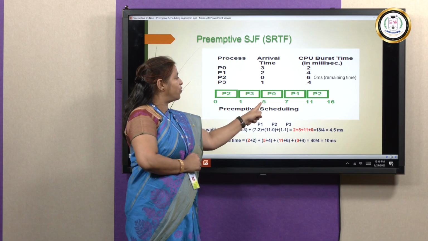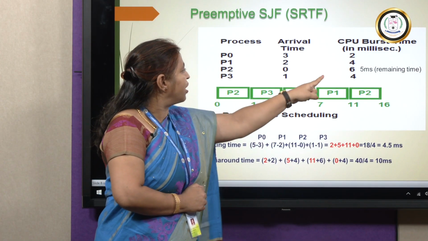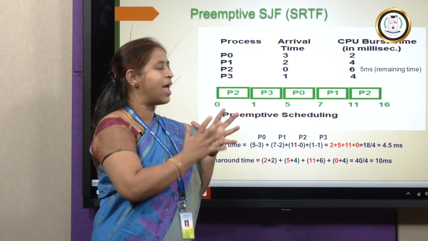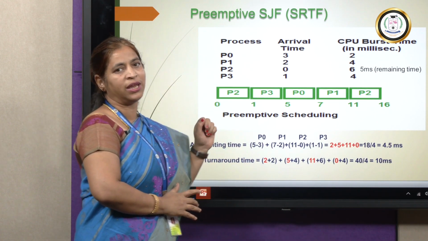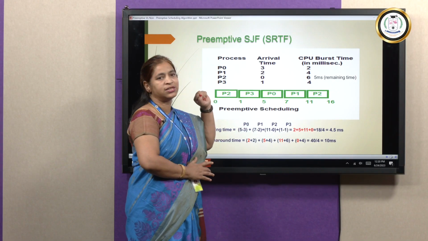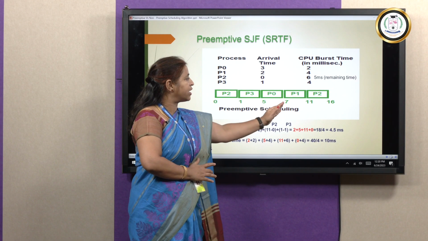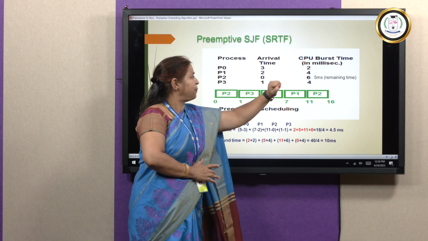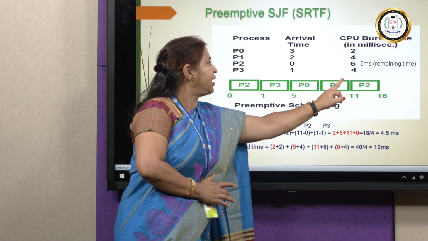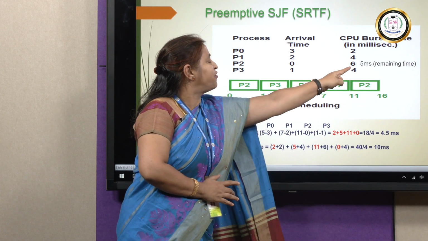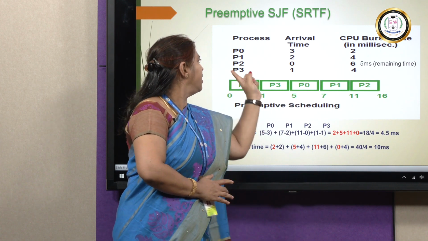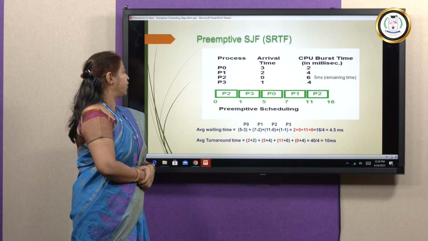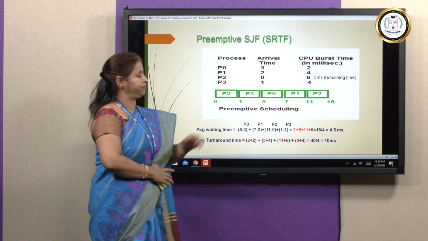After everything is over, then we have to compare the burst times. Whichever has the least burst time as of now, that particular process is allocated the CPU. So P0 is getting the CPU. After 2 milliseconds are over, again P1 is getting the CPU for 4 milliseconds. Then finally, since 5 milliseconds is higher than 4, last chance, P2 is getting the CPU. Okay, this is known as the Gantt chart.